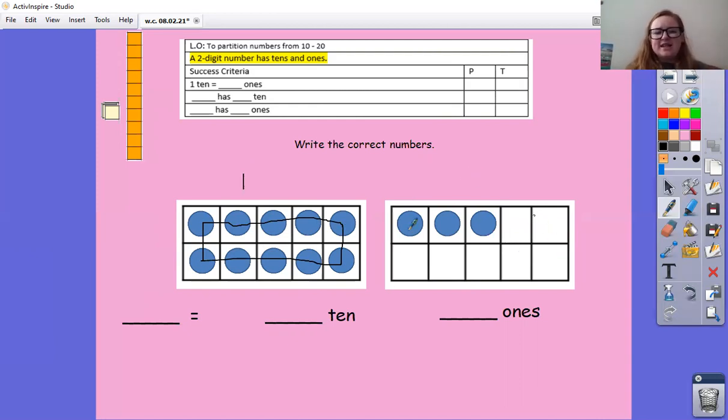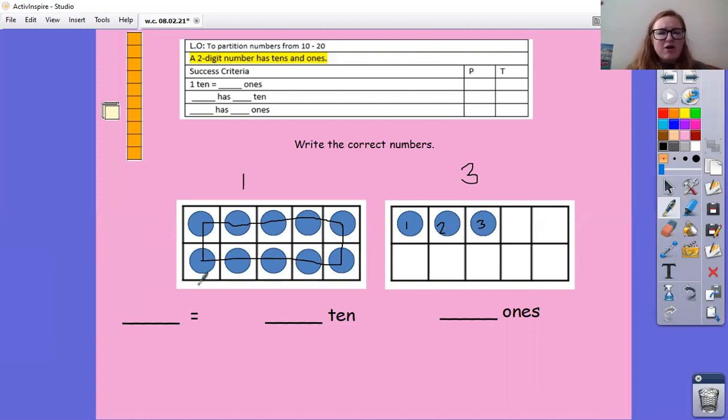So I know that this is my ones. How many ones are there in this tens frame? Let's have a look. There's 1, 2, 3 ones. So I have 1 ten because this tens frame is full, and 3 ones because this tens frame is not full, and I can count the individual counters.